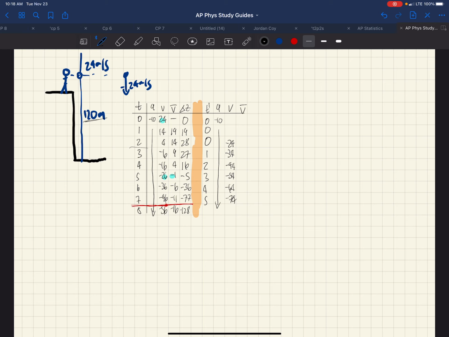Then the average velocity, meaningless, meaningless, meaningless. And then we have a minus 29, and then a minus 34, then a minus 39, a minus 44, a minus 49. And if we want to check any of those, we could choose this one and this one. Minus 24 and minus 74 is minus 98, over 2 is minus 49.